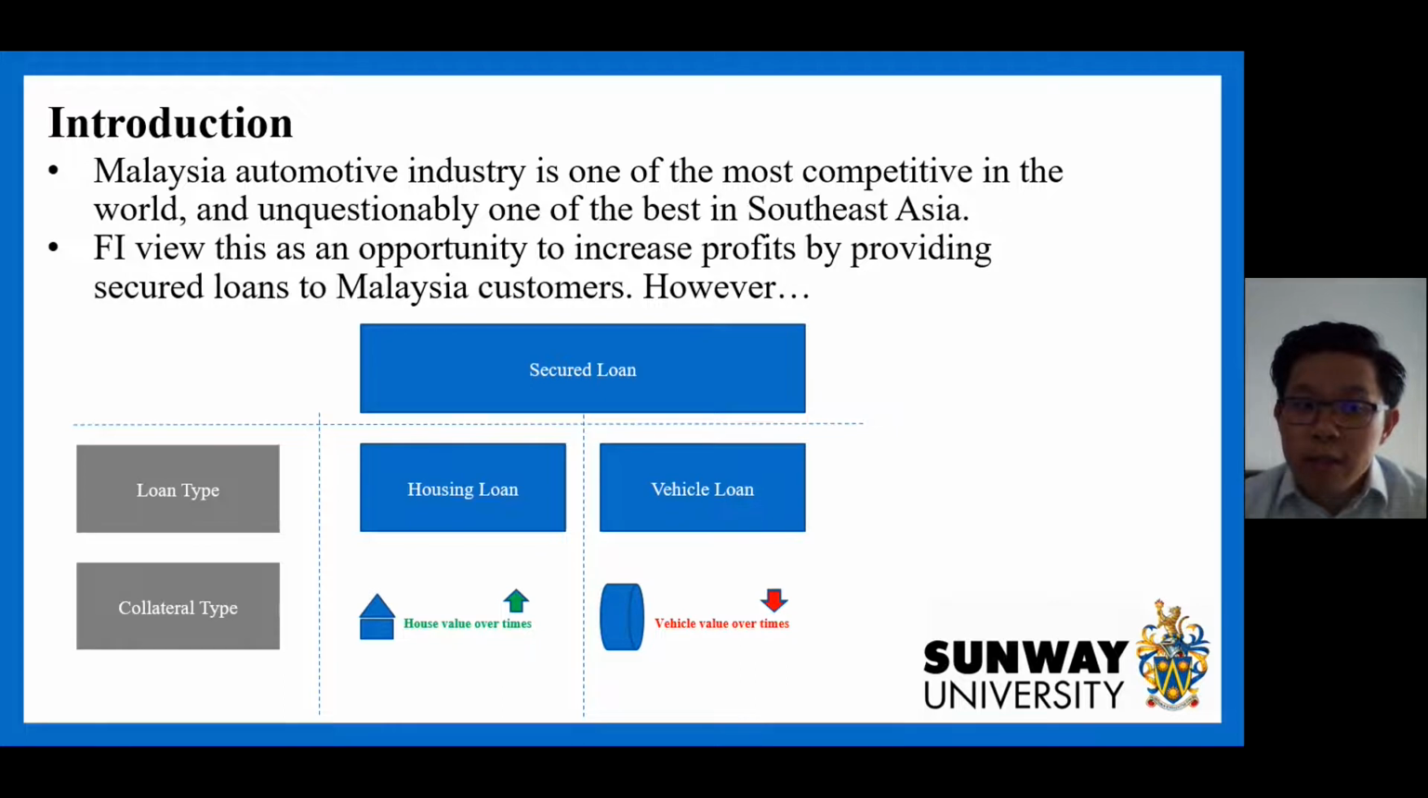So financial institutions view this as an opportunity to increase their profit by providing secured loans to Malaysian customers. However, unlike the housing loan, where the collateral, the house value, increases over time, for the vehicle loan the collateral is the vehicle itself, and its value decreases over time. So this raised a concern to FI that this portfolio should be managed more carefully.